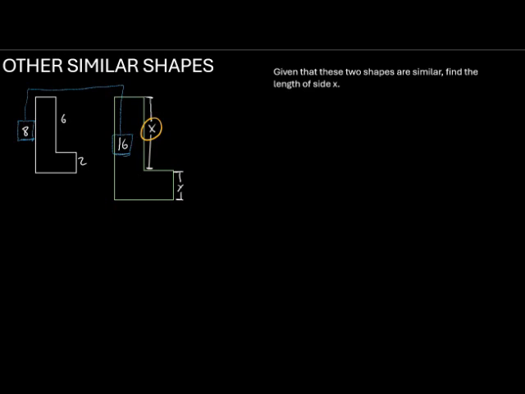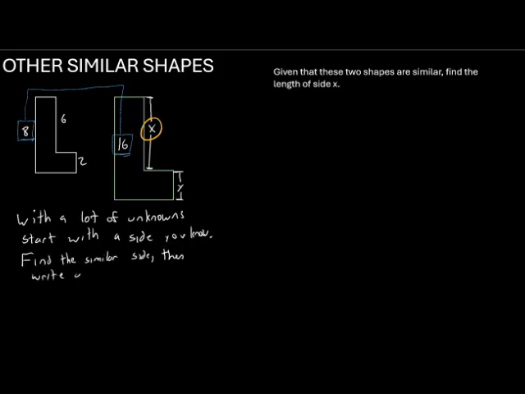So whenever you have two similar shapes with a lot of unknowns, start with a side that you do know. Once we start with the known side, we're going to find the side similar to that, and then write a ratio. We can see that on the long vertical side, the 8 on the left shape is similar to the 16 on the right shape. Based on that, we'll write the ratio 8 to 16. We'll also make a note that it's the white shape on the left and the green shape on the right.